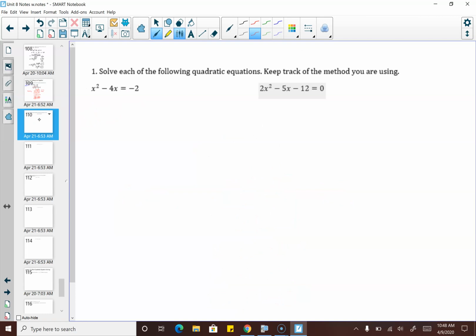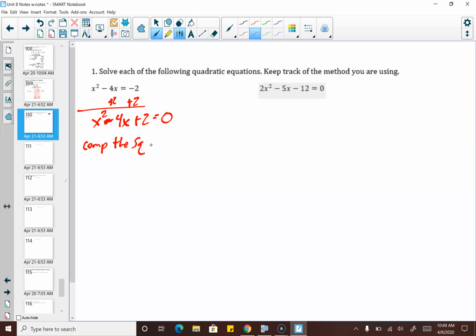X squared minus 4x equals negative 2. So again, we know we have to be equal to 0. So x squared minus 4x plus 2 equals 0. Well, if I look at this, I know nothing's going to multiply to 2 and add to negative 4, so I know factoring is not an option. So I think I'm going to do completing the square here.